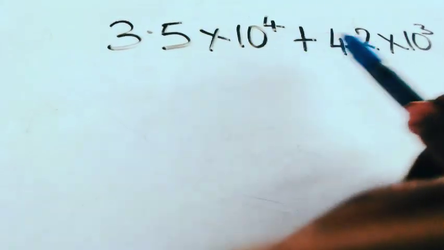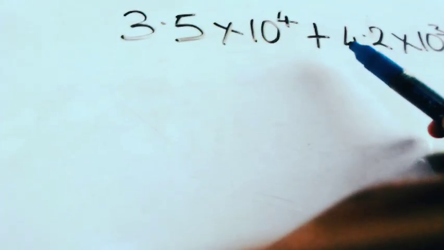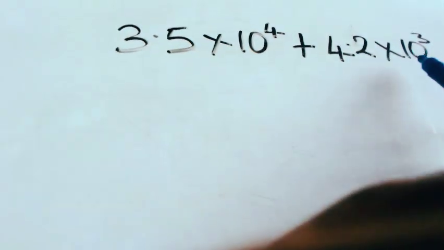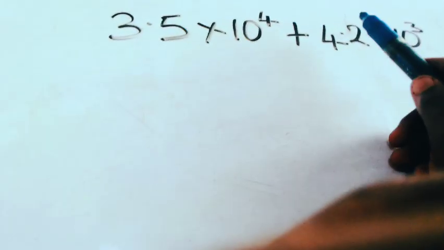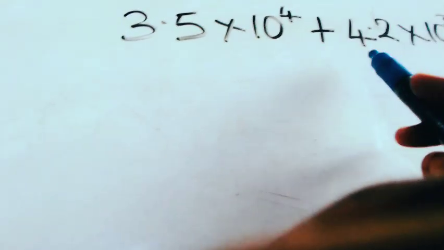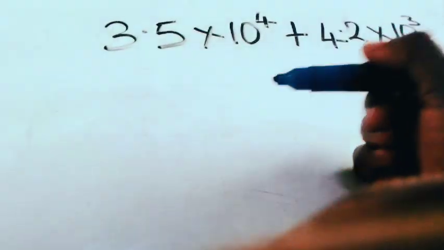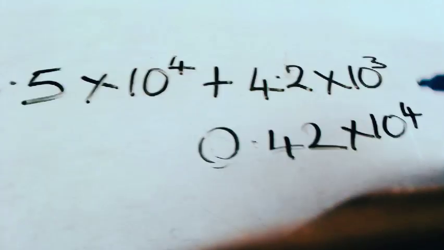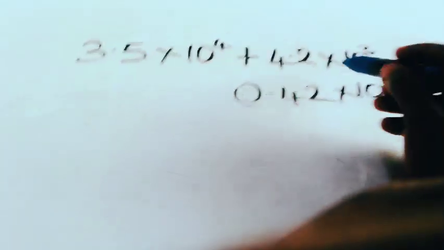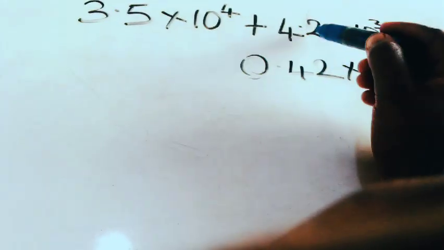So when I look at this number, I can rewrite one of them to have the same power. This 4.2, I can write in a way that it will have a power of 4, and that will not change its value. So I'm going to change 4.2 times 10 raised to the power 3 to give me a power of 4. If I want to write that down, that means 0.42 times 10 raised to the power 4. 0.42 times 10 raised to the power 4 is the same thing as 4.2 times 10 raised to the power 3.